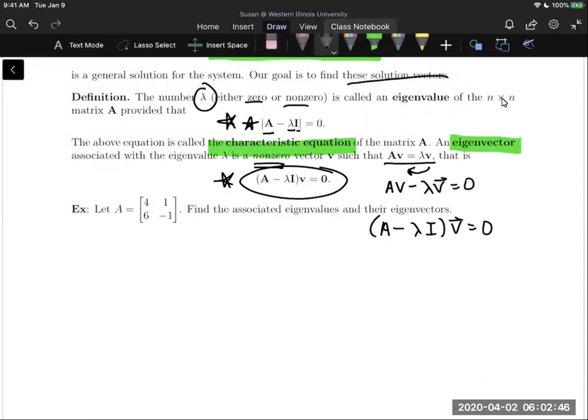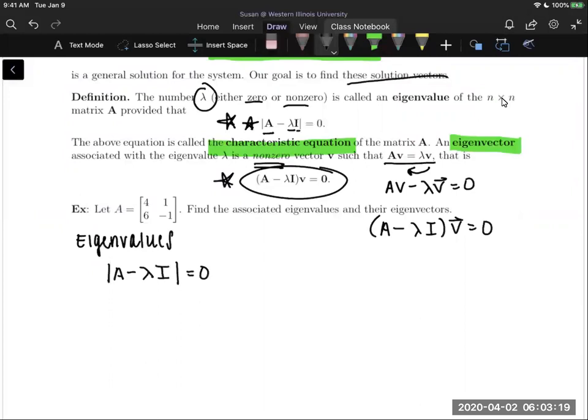So in this next example, again, no differential equations. We're just given a matrix A, which is a 2 by 2, and we want to go through and find the associated eigenvalues and their eigenvectors. So let's begin by computing eigenvalues. So our goal is to compute the determinant of A minus lambda I equals 0. We have A up above.